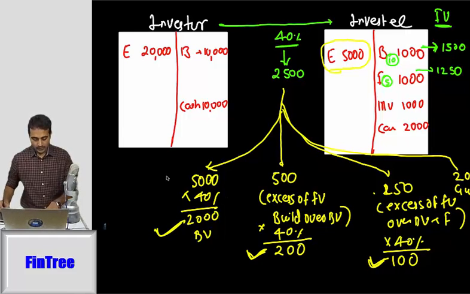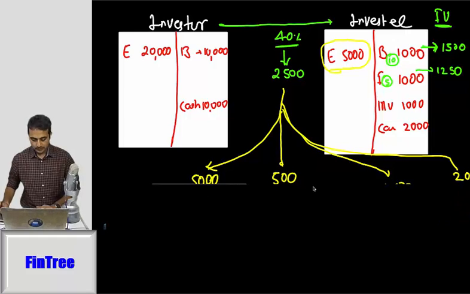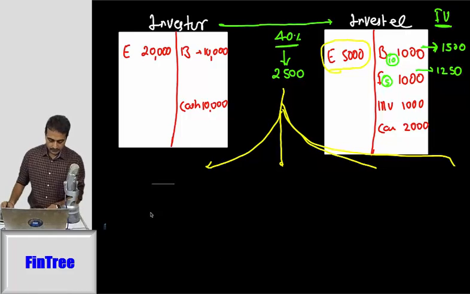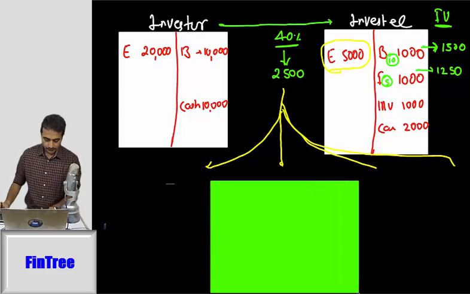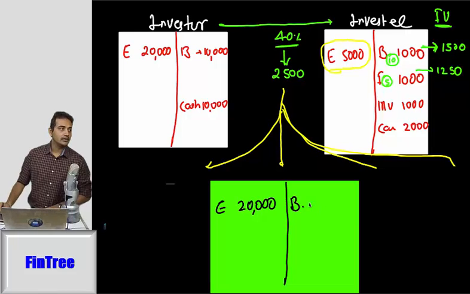Same example, but how does it get recorded in the books? So now I'm preparing a revised balance sheet. On this revised balance sheet, your equity is still 20. Your building, how much do you think it should be this time? Your building is still 10,000.